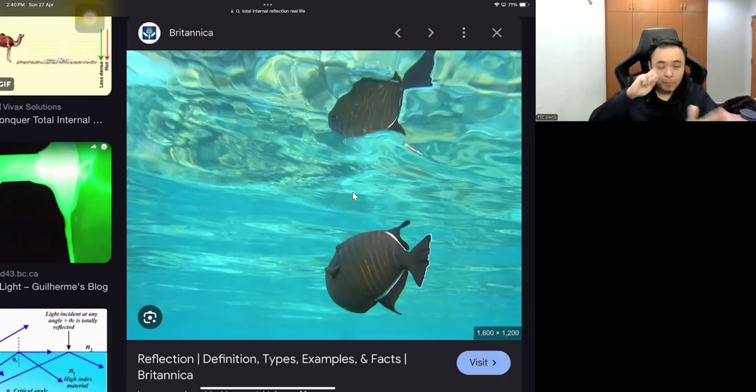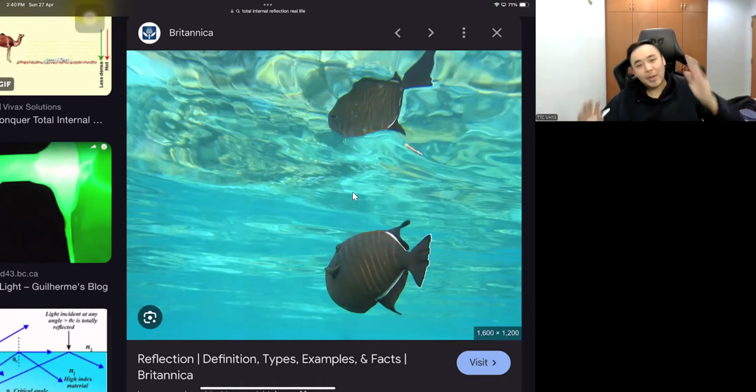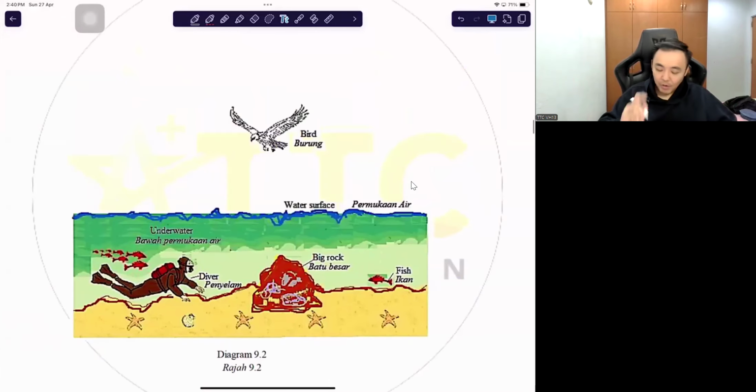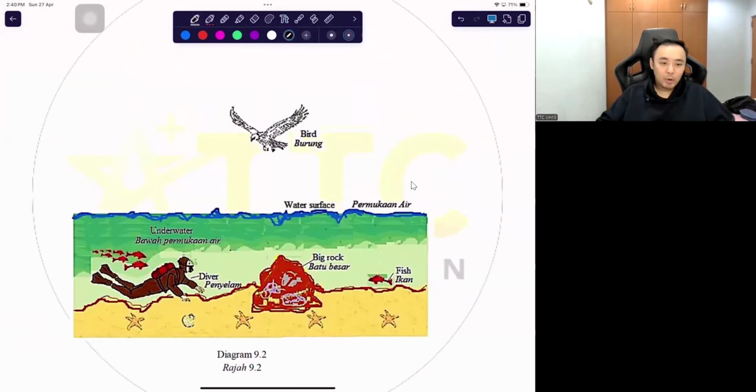Then when you draw, remember, because it's like a mirror. When you look into a mirror, everything is flipped, right? Left-hand side becomes right-hand side, up becomes down. They are always inverted. So how do we draw this? Normally, there are two ways to draw it. Number one, you start by drawing the light ray from the fish and then bounce back to the diver. Is it a problem?